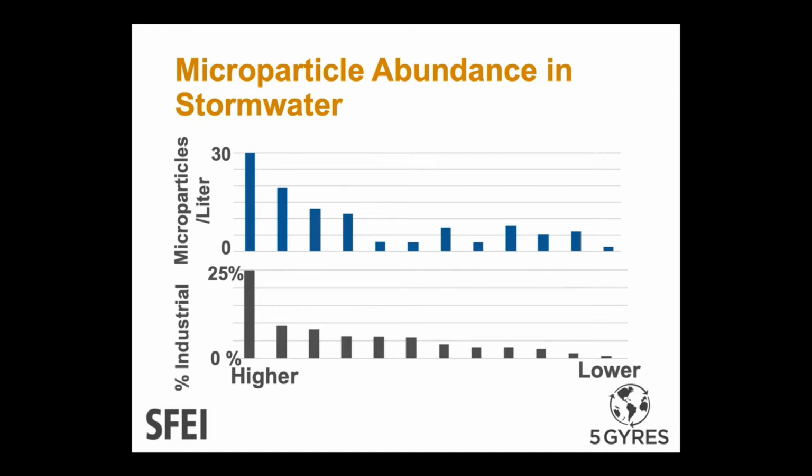As you can see on the left side of the graphs, the watershed with the highest industrial area also has the highest microparticle concentrations, and on the right side of the graph, the converse is true. It's obviously not a perfect correlation, but it's both strong and significant.